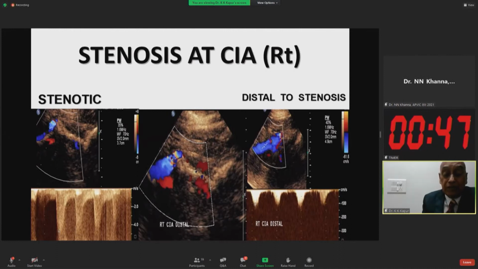So when you look at the actual site of the lesion, you do abdominal scanning, and you look at the right common iliac artery. You see a critical narrowing at the right common iliac artery with a high velocity flow of more than 4 meters per second, which indicates more than 95% narrowing. And you see a partial damping of flow in the distal right common iliac artery on the right side.